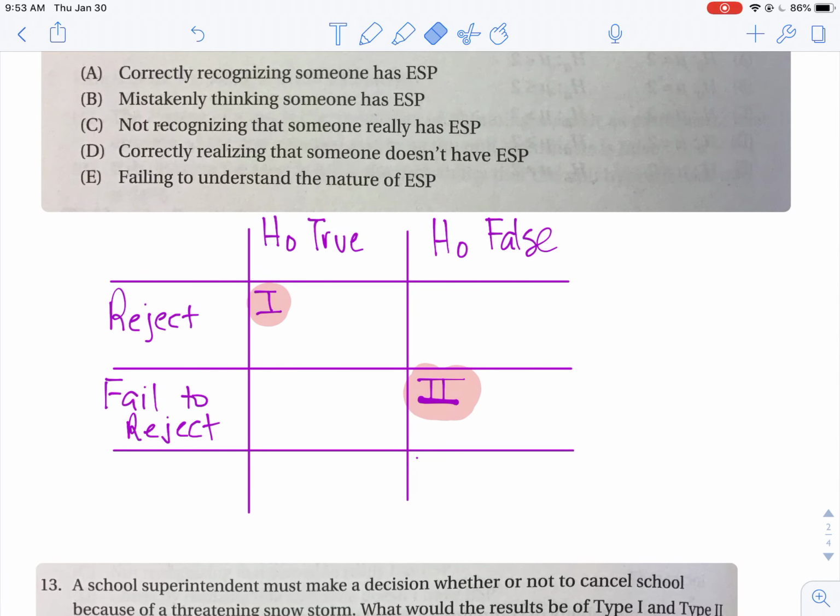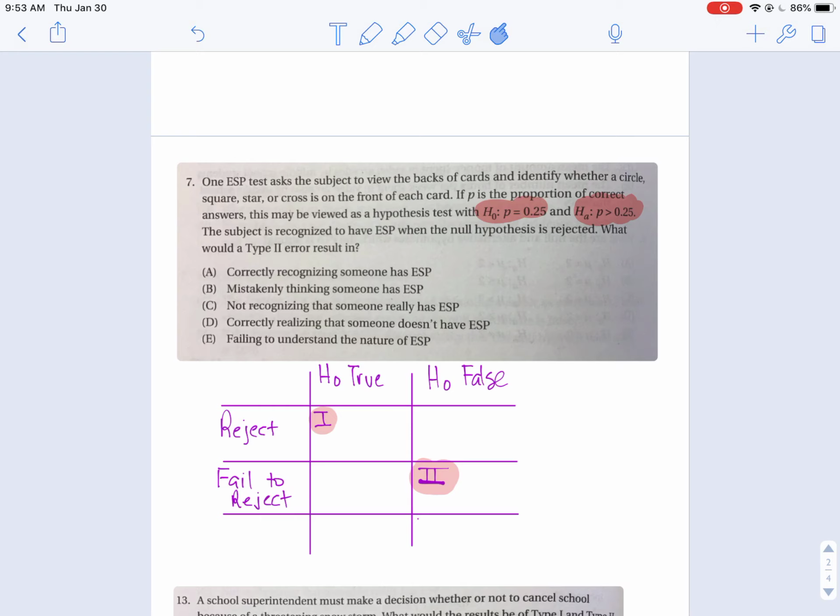Type 1 and Type 2 context-based questions can really throw people off sometimes. So what I want to do is go through how you can reason your way through one of these and interpret the context of a hypothesis test and the different types of errors that could happen.